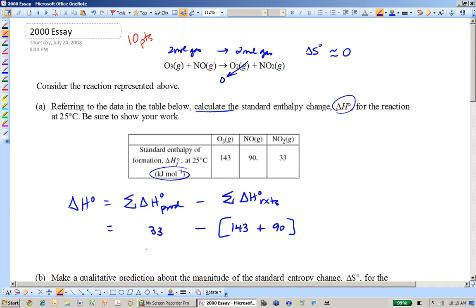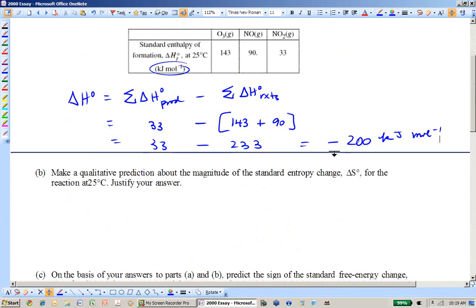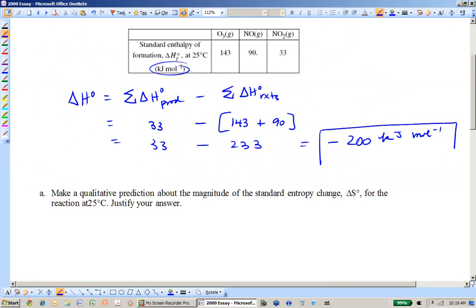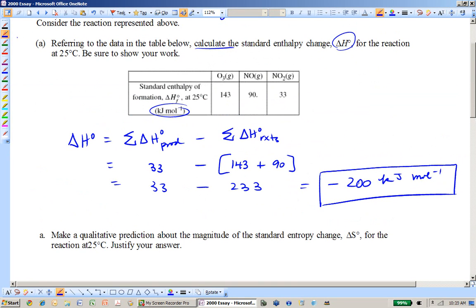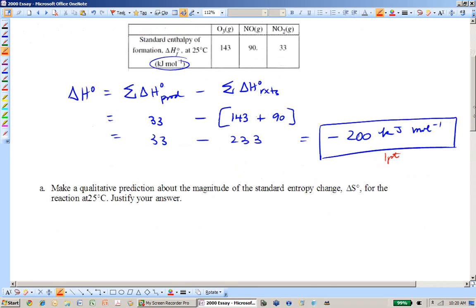And even without a calculator, I can say that's 33 minus 233. And so that's going to equal minus 200, just grab the units, don't get creative, kilojoules per mole, or kilojoules mole to the minus 1, you can write it either way, it doesn't really matter. What matters is, A, you got 200, and B, you got minus 200, because this is an exothermic process. And so indeed, this was a 2-pointer. Oh, I take that back, it was a 1-pointer. They just gave 1 point for that. So that minus sign became even more important, because you either got it or you didn't.